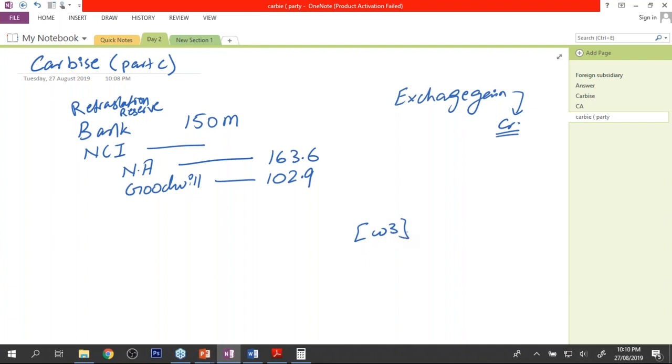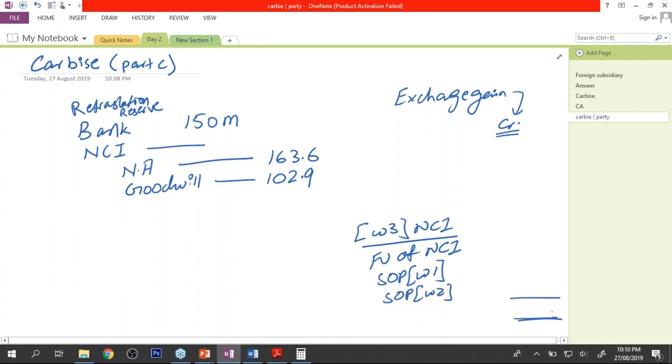For NCI, we need to prepare the working number 3, where we are going to write the fair value of NCI, and we need to add the share of profit from working 1 and working 2 to get the value of the NCI.